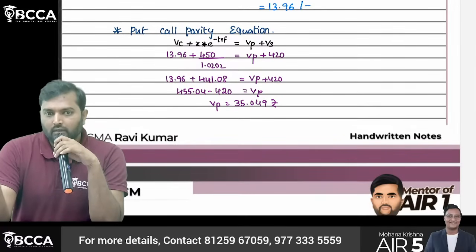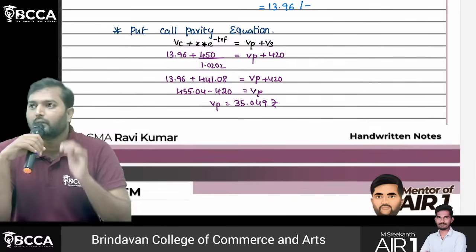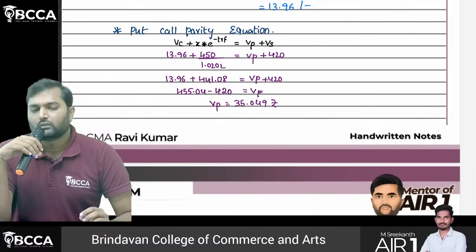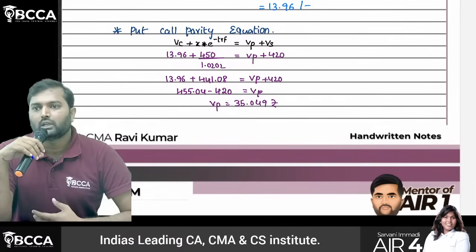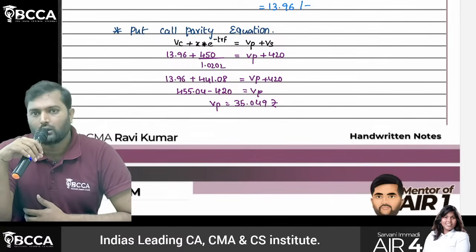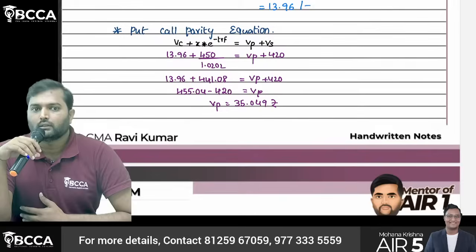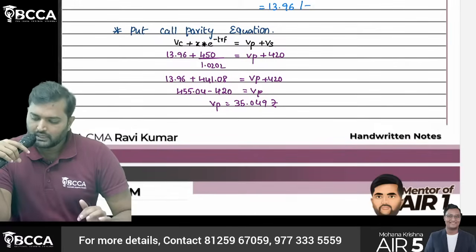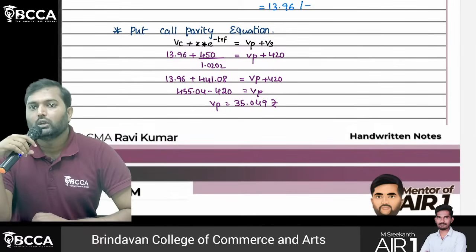The strike price will be given, and also the spot price will be given, and they will ask you to find out the value of a put. Or they might give the value of a put and ask you to find out the value of a call. Clear? So this is the risk neutralization model. Am I clear?